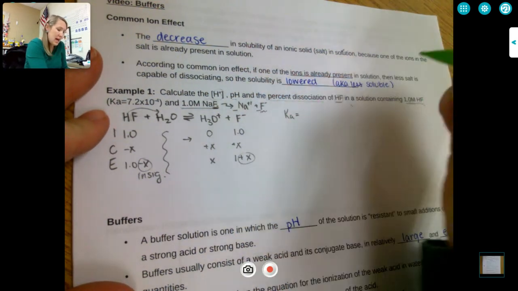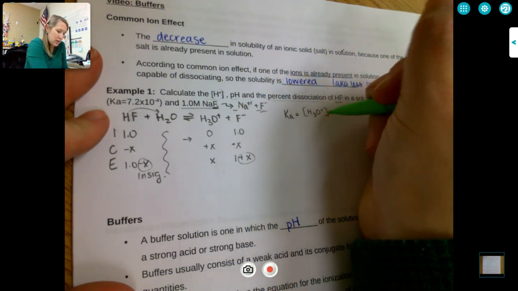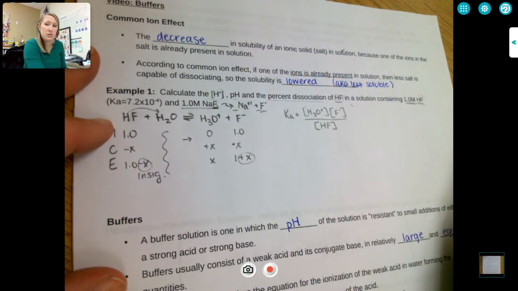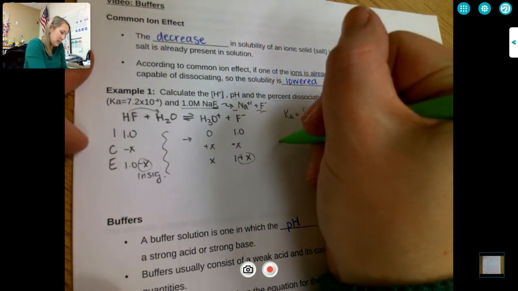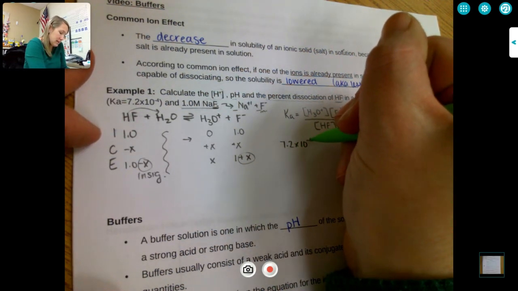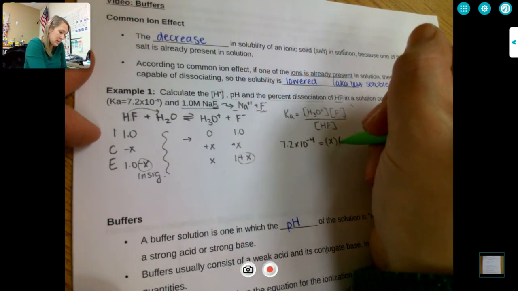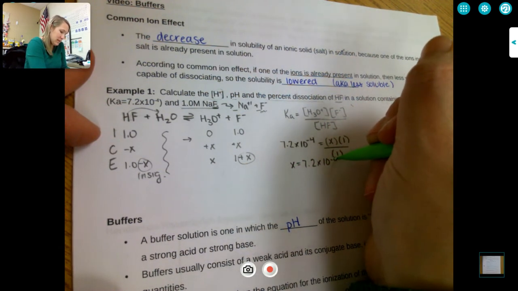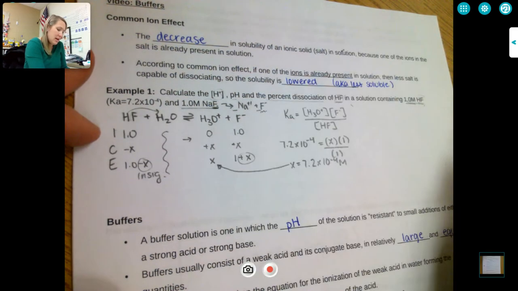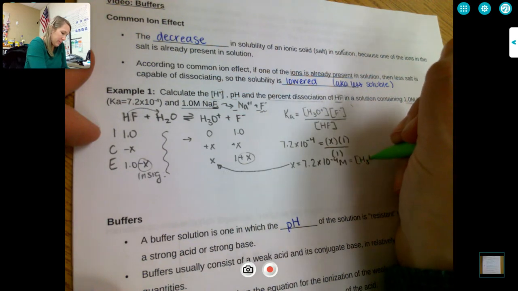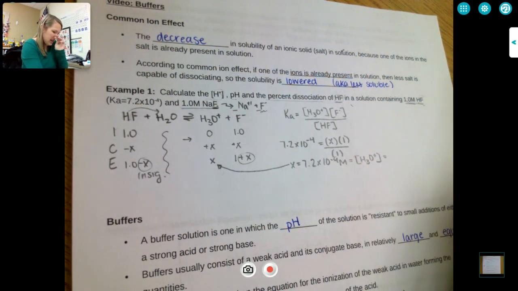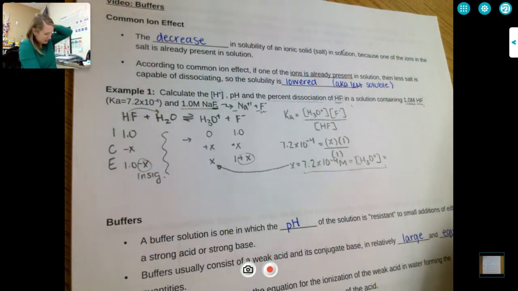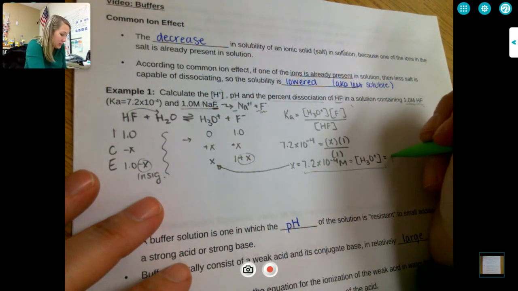So we would set up, we'd say that the Ka is equal to our products, H3O+ times F-, over our reactants, HF, raised to their coefficients, which are all ones. Our Ka tells us is 7.2 times 10 to the negative 4. Then we've got X times 1 over 1, which means X is 7.2 times 10 to the negative 4 molar, which is my H3O+. It also asks for our pH. So our pH is the negative log of that.